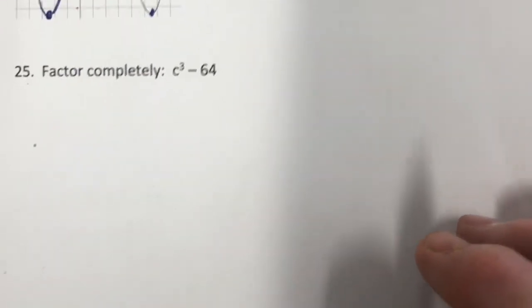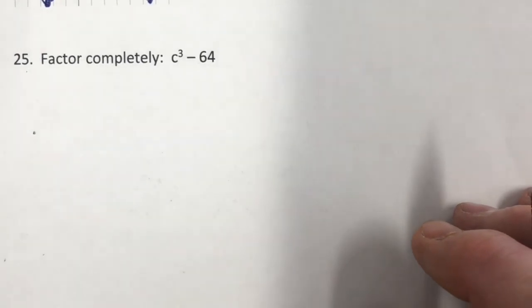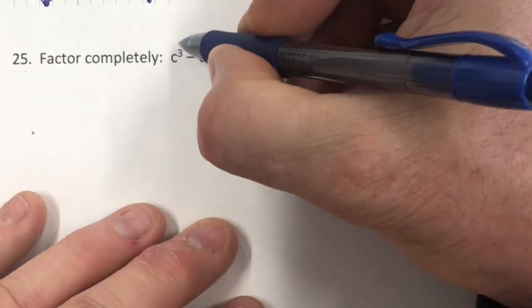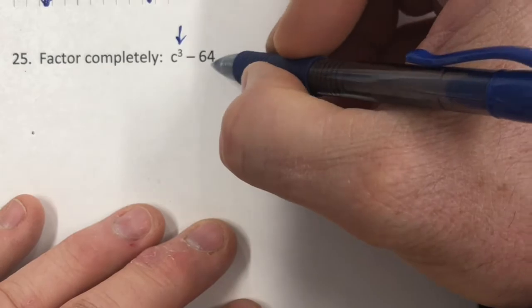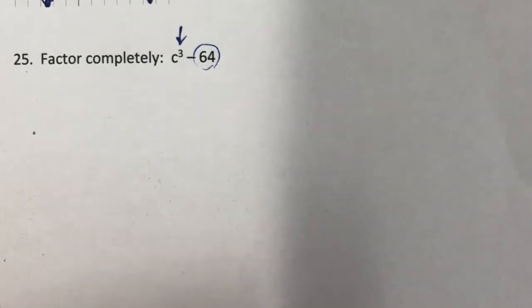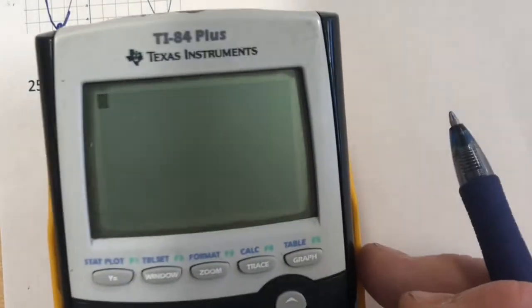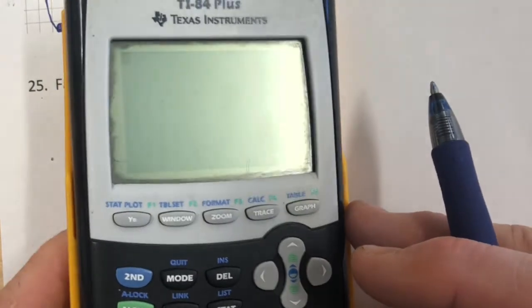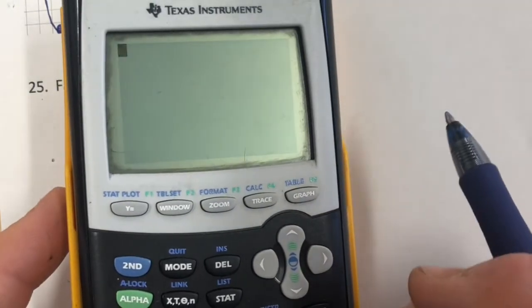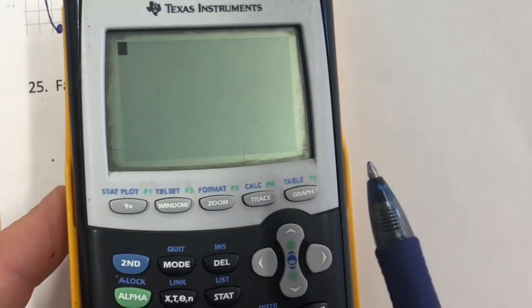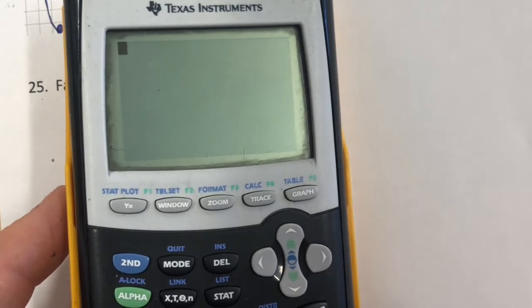Okay, and now the last problem. Factor this completely. Okay, since this is to the 3rd power, we're going to take our 64 and do the 3rd root of it. All right, so get the calculator here. Okay, and I want to do the 3rd root of 64. So where's my button at? I thought it was right here.